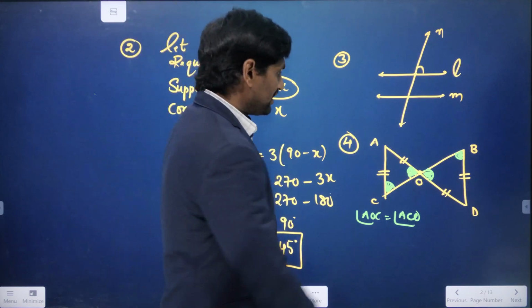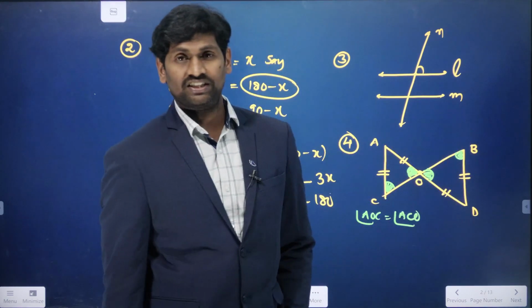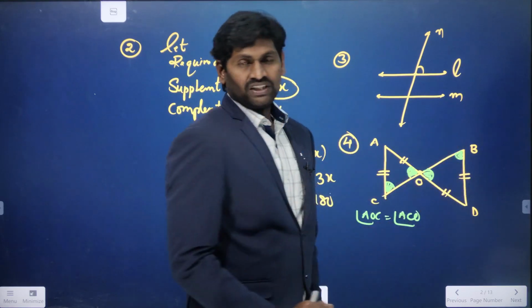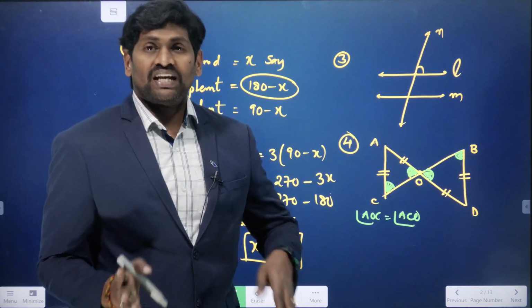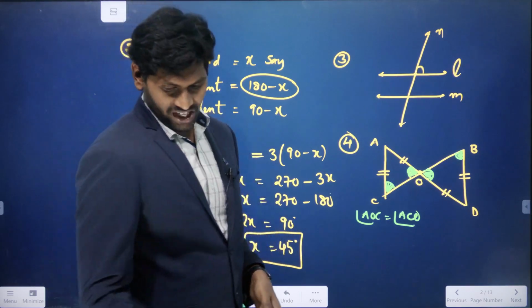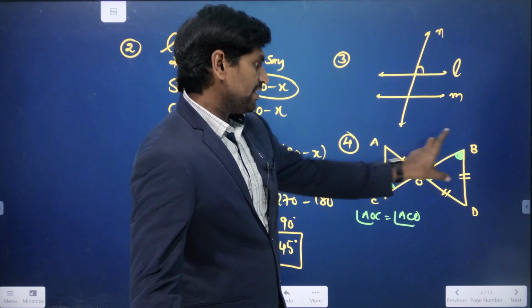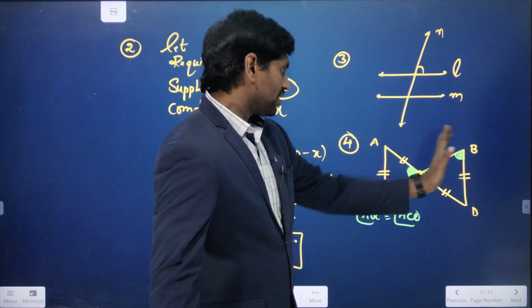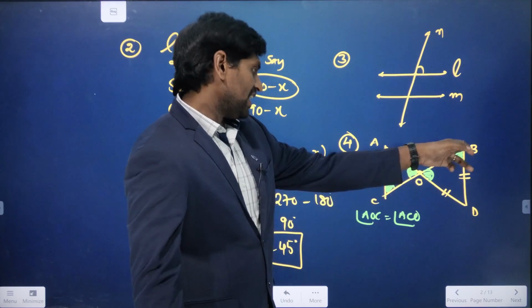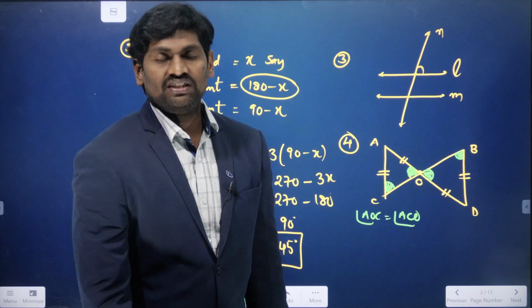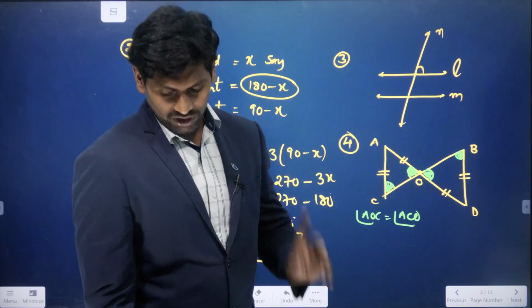Then the first option, AC is perpendicular to BD. Perpendicular means AC and BD must make an angle of 90 degrees at their point of intersection. But while you are observing, the AC line segment and BD line segment never touch here. They are so far apart. AD and BC are intersecting, but AC and BD never touch. Okay? So the first option is false.